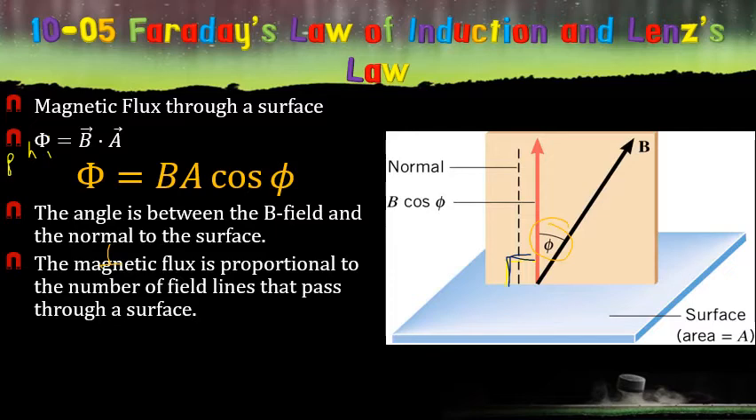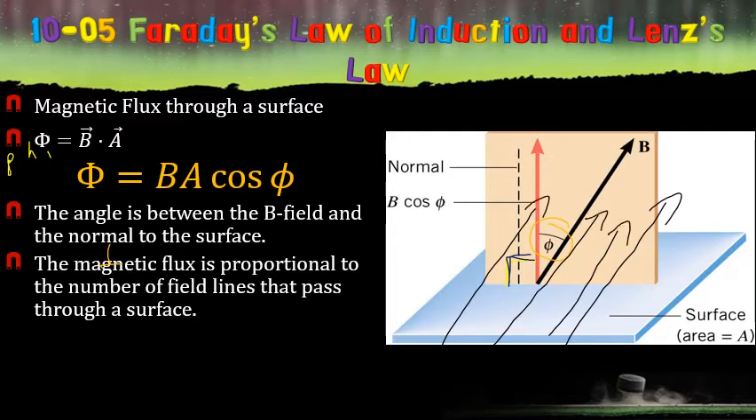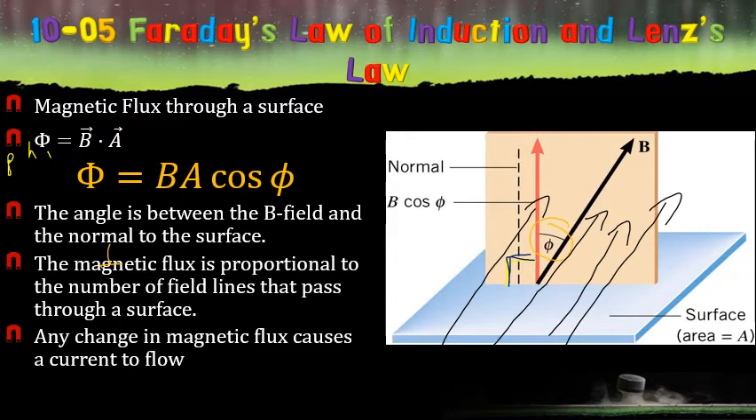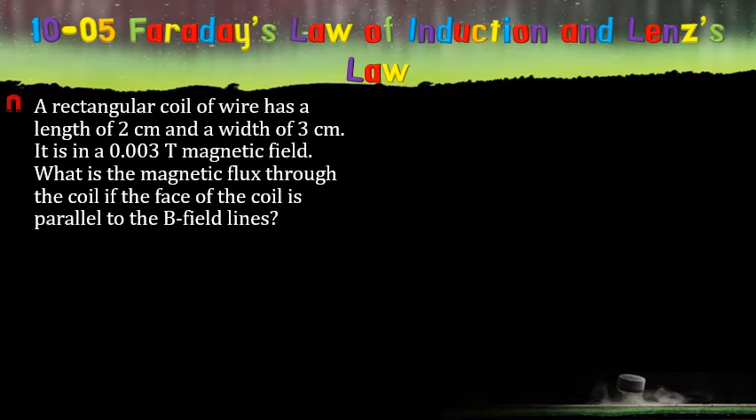The magnetic flux is proportional to the number of field lines that pass through the surface. So think of a whole bunch of magnetic field lines going through the surface. The more field lines that go through the surface, the bigger the flux. Any change in magnetic flux causes a current to flow. So we can cause a current to flow by changing the B, the A, or the angle.